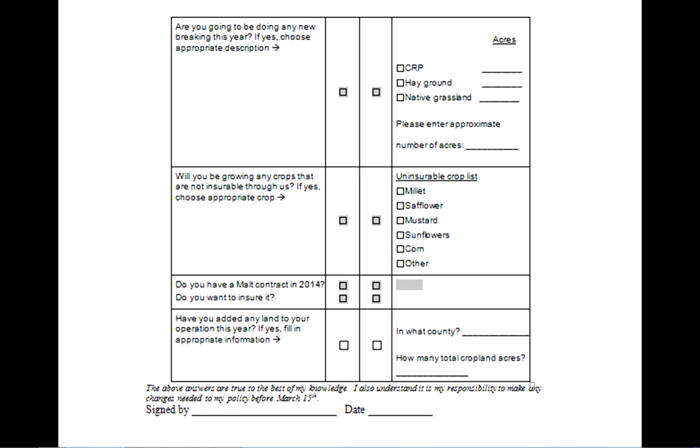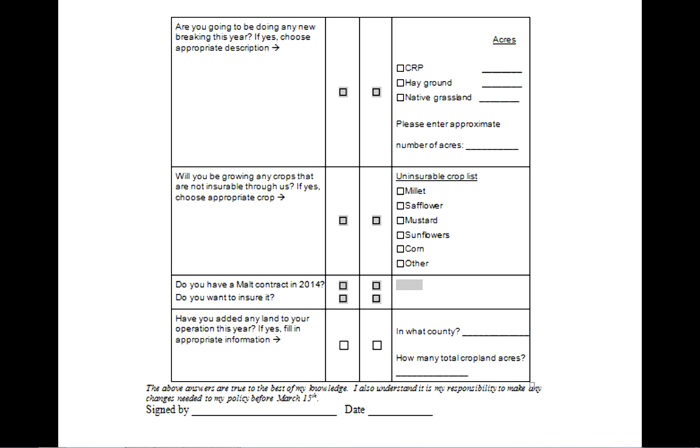And then if you don't want to insure it later, we just won't get your contracts at acreage reporting time. You're not committed yet on this, but if you don't do the qualifying part, you don't have the option. Have you added any land in your operation this year? If yes, fill in the appropriate information. This could be either lease ground that you picked up or land that you purchased. We need to know which county it's in, and then the total cropland acres.